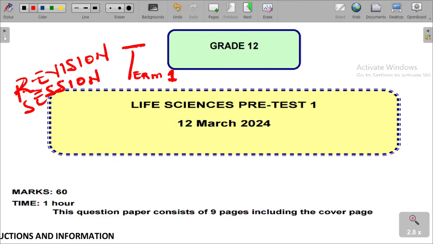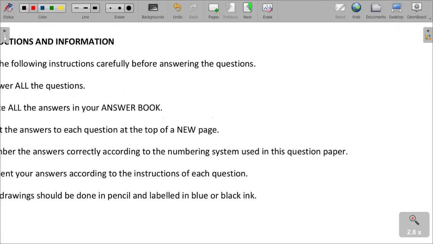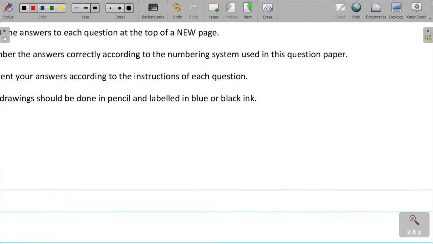As you can see, this is Test 1 March. Of course, this is a revision paper that we are working on. You always know that you read the instructions when you go to an exam. Please take note of that.